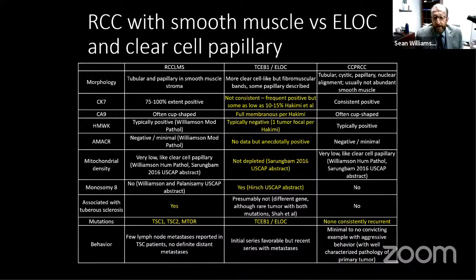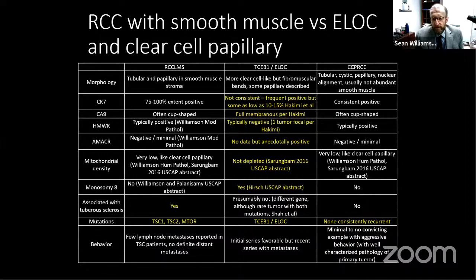I realize that this slide is busy, and I don't mean for you to study it in detail, but if you're not a super kidney tumor enthusiast like me, feel free to take a quick nap. If you are one of the 5 or 10 people in the world who's really super excited about this like I am, you could look at this table in a little bit more detail. But I tried to highlight what to me are some of the subtle differences between those with the smooth muscle stroma and those with the TCEB1 or ELOC gene mutations.